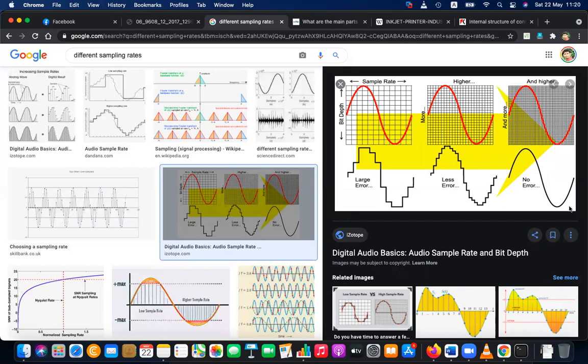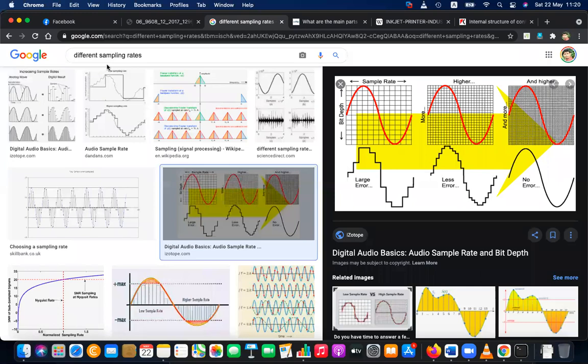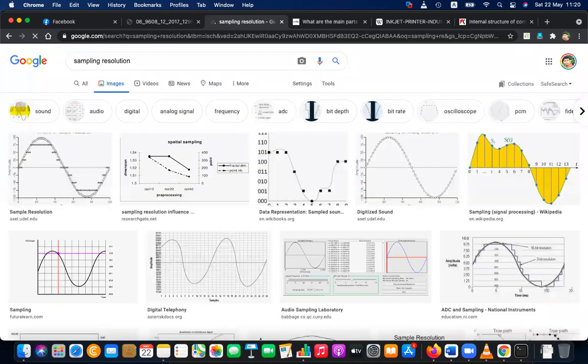And now let's go and answer your question paper. So it's asking, what is the sampling resolution? Not asking the sampling rate, sampling resolution. Sampling resolution is similar to the bit depth, right?